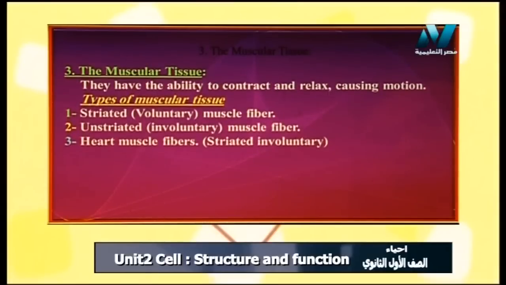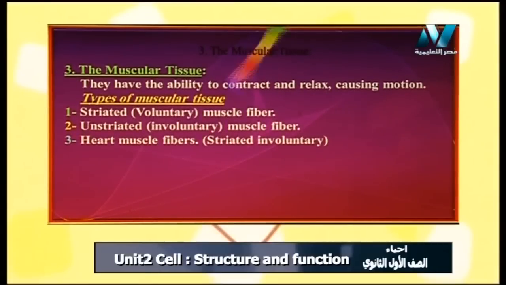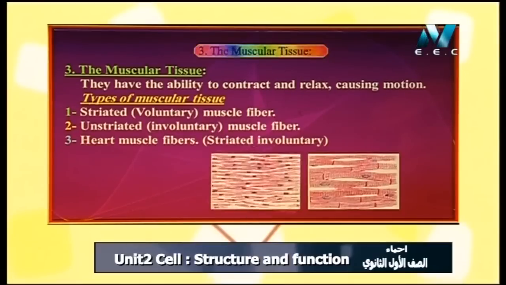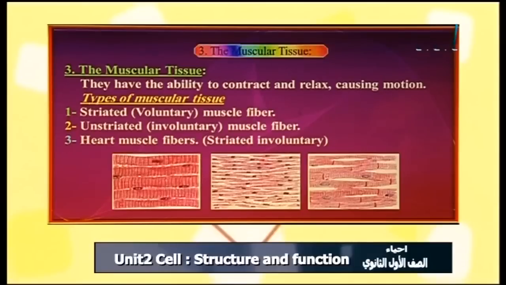The third type of the animal tissue is the muscular tissue. The muscular tissue is the tissue that has the ability to contract and relax, causing motion. And there are three types of muscular tissue: striated or voluntary muscles. The second is the unstriated or involuntary muscles. The third is the heart muscles or cardiac muscles, which are striated and involuntary muscles.